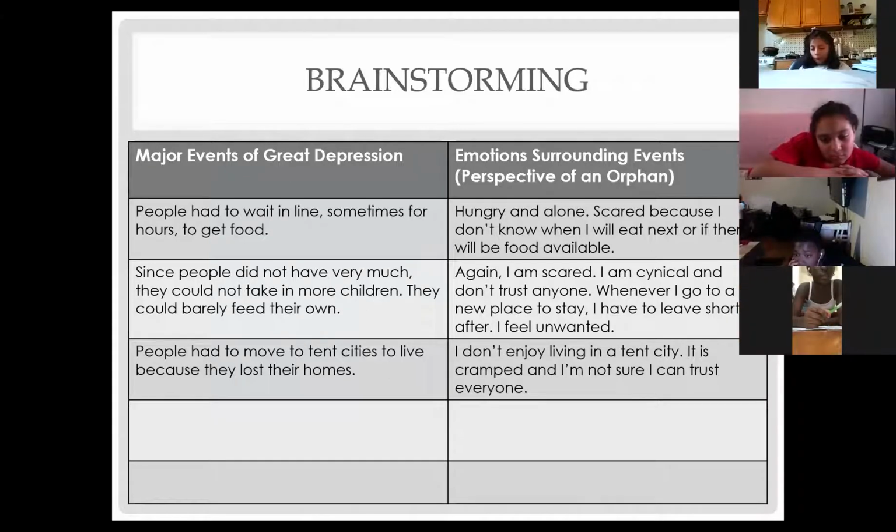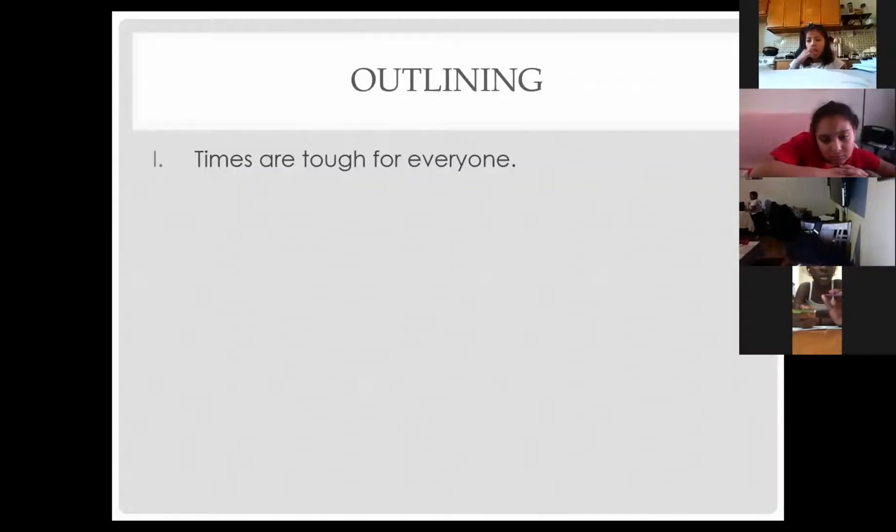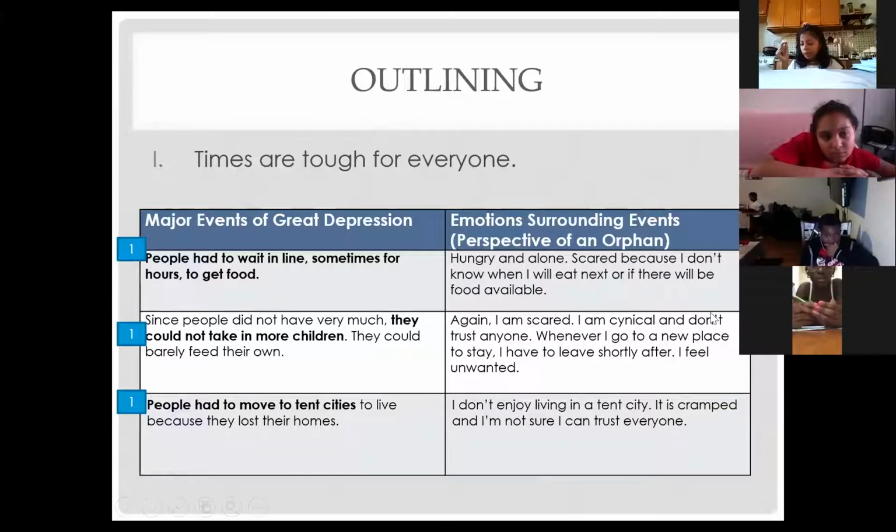So I decided that this paragraph would be all about how tough life was. Okay, so my topic sentence is times are tough for everyone. Okay, and then I needed to add details to that. And because I already brainstormed these details and they were in my graphic organizer, I can now just add that to my paragraph. So as you can see here, these are the certain details. I have numbers next to them.